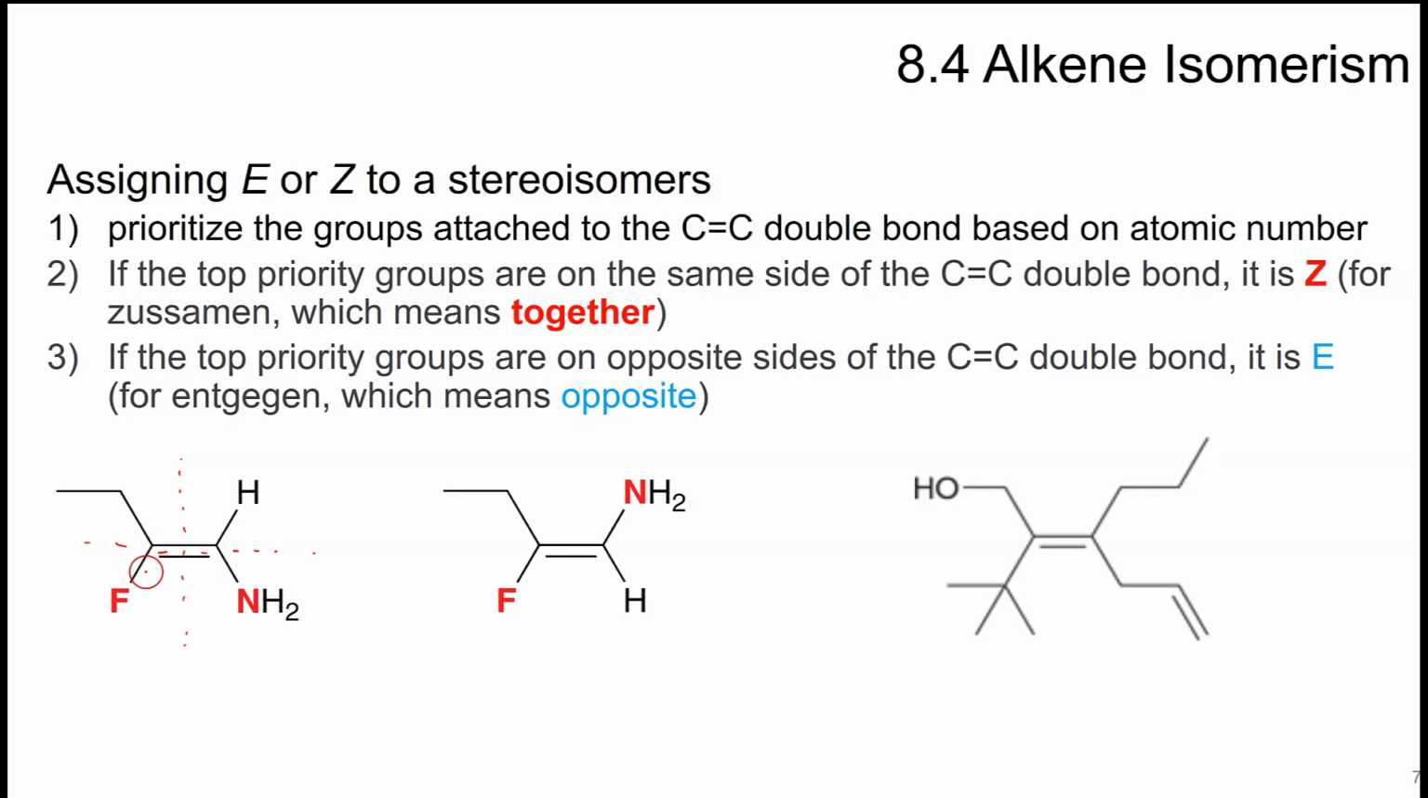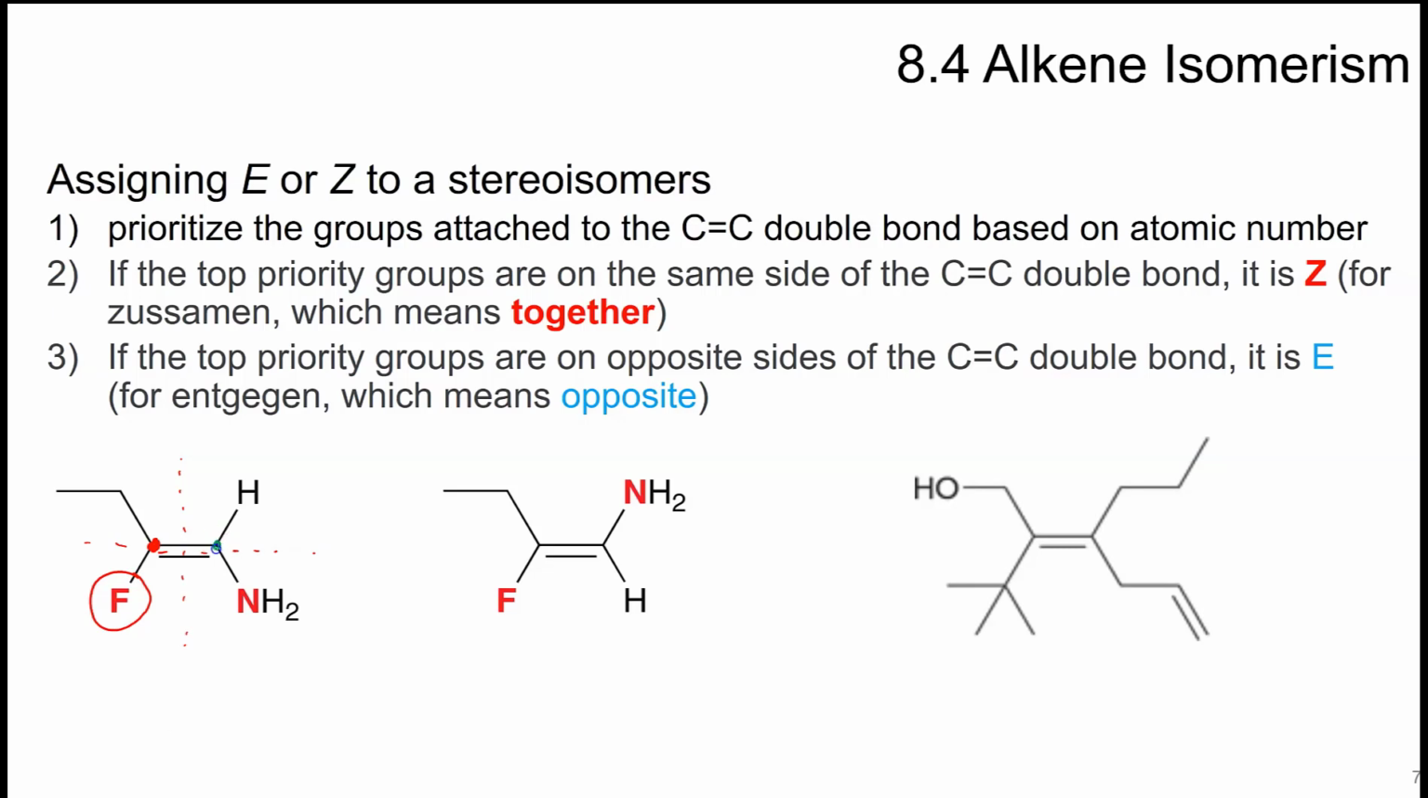So I'm going to first focus on this carbon right here. If I look at this carbon only, I'm going to look at what is above and below the double bond. Which group here is larger? I'm going to look at the atomic number. Carbon is 6 and fluorine is 9. So this is the larger group on this carbon.